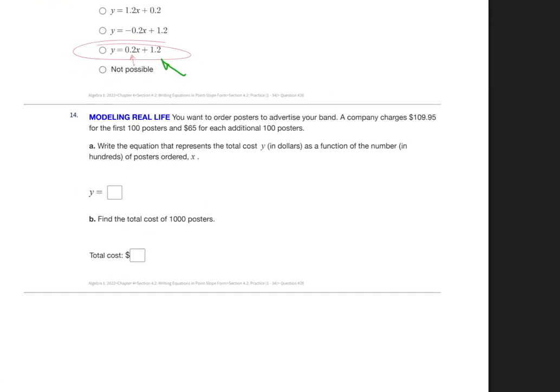Modeling in real life: you want to order posters to advertise your band. A company charges $109.95 for the first 100 posters and $65 for each additional 100 posters. Write the equation that represents the total cost y in dollars as a function of the number in hundreds of posters ordered. Okay, so y equals mx plus b. x represents hundreds of posters, okay?